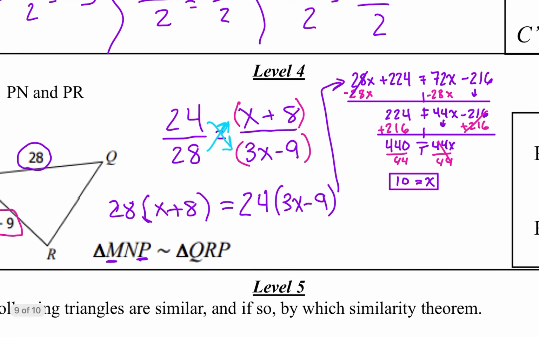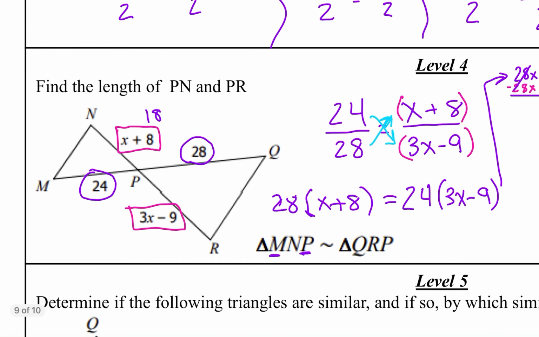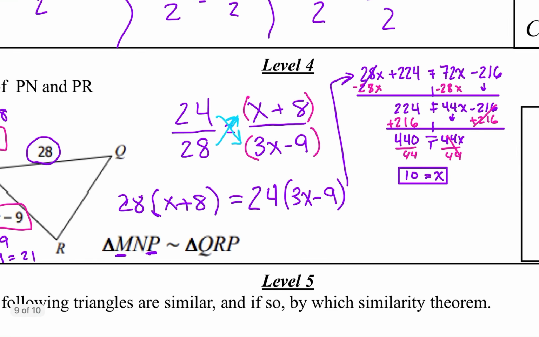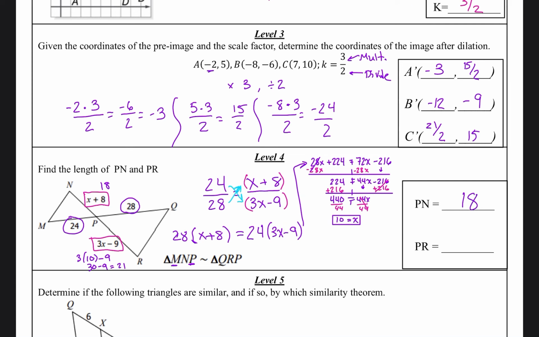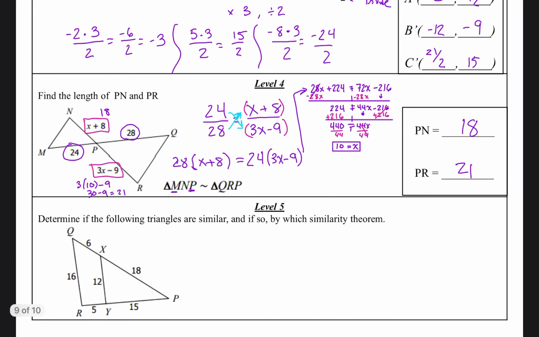So let's just pick up this video again. So we're gonna plug this 10 in. I plugged it in here. 10 plus 8 gave us 18. And in the bottom here, there is this 10 times 3 minus 9. So I've got 30 minus 9 equals 21. So those are my two answers. So PN is gonna be 18. PR is gonna be 21. There we go.